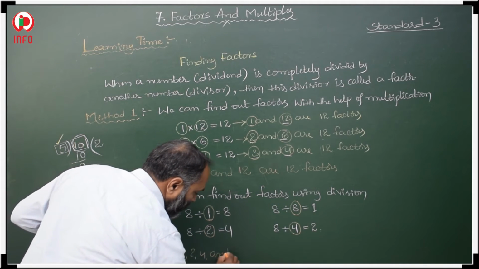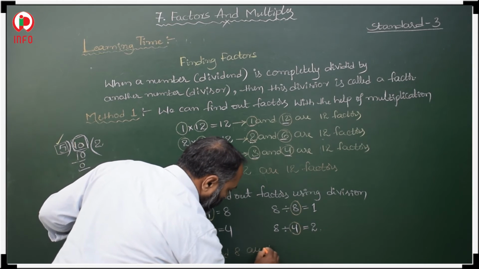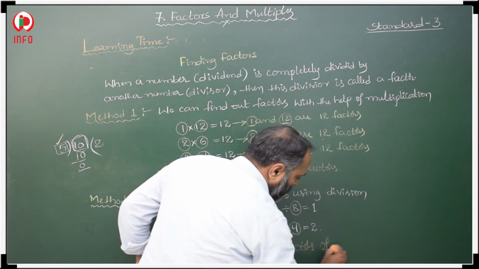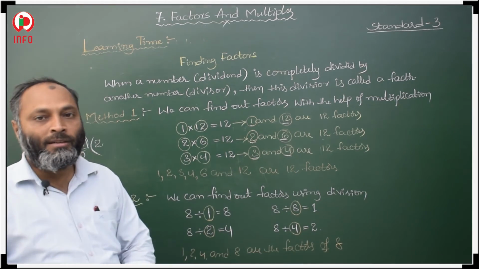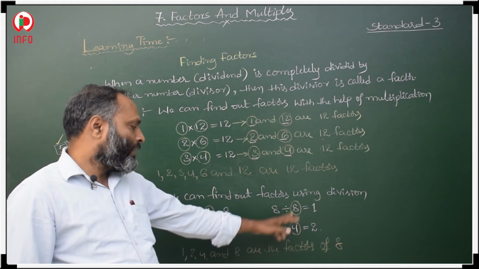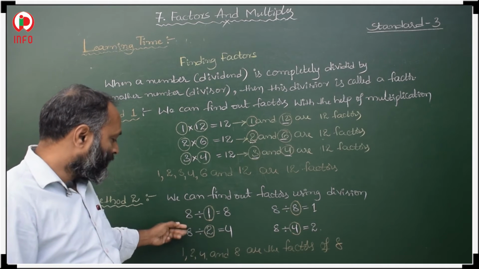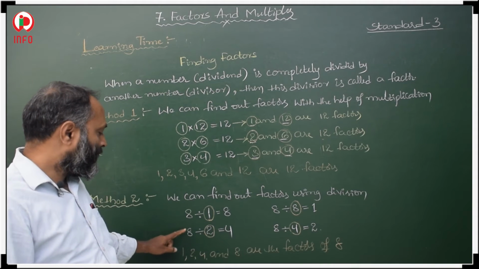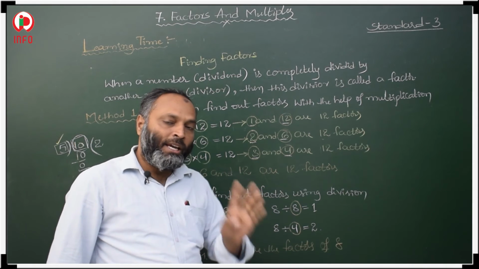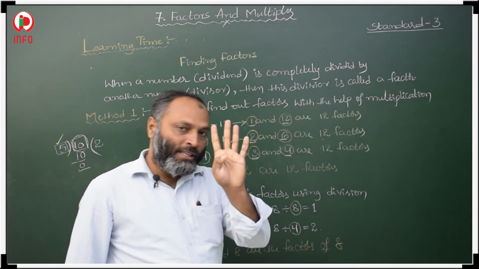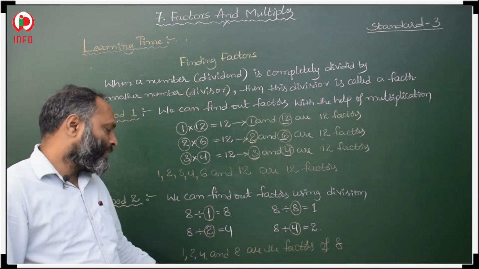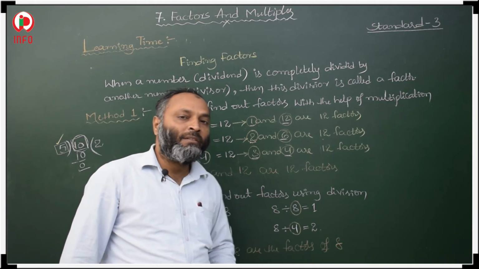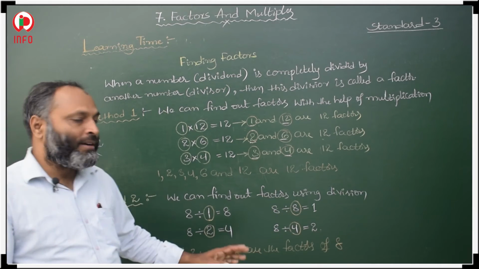1, 2, 4 and 8 are the factors of 8. Why are all these 8 factors? All these numbers divide 8 only. Our dividend is the same in 4 cases. What is our dividend? 8. In all these 4 cases, our dividend is 8. So that is why these 4 divisors, 1, 2, 4, 8, are factors of 8.